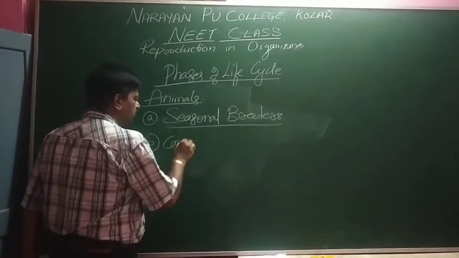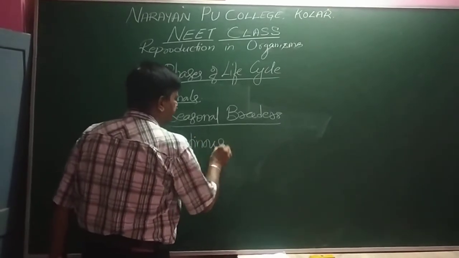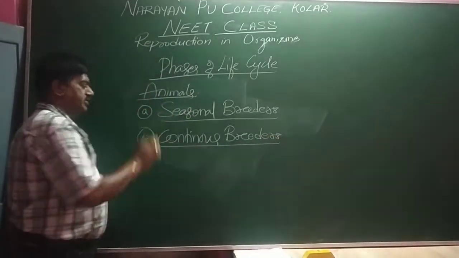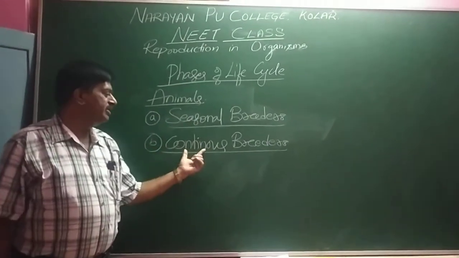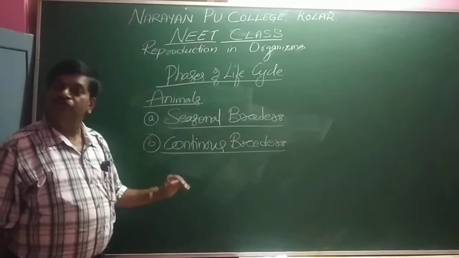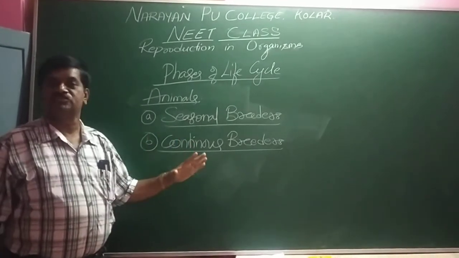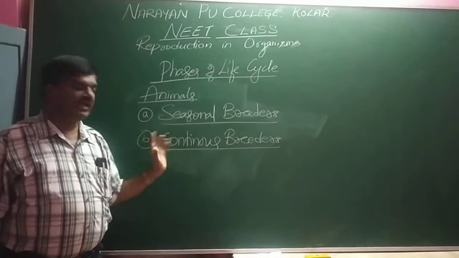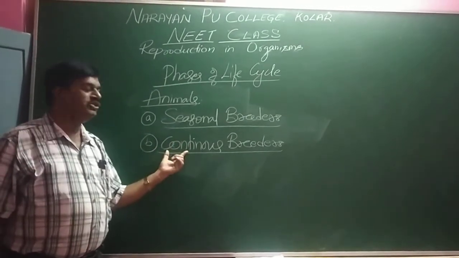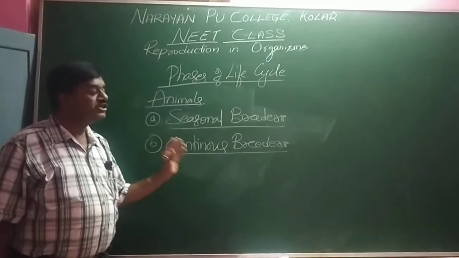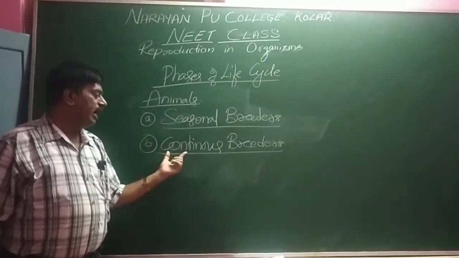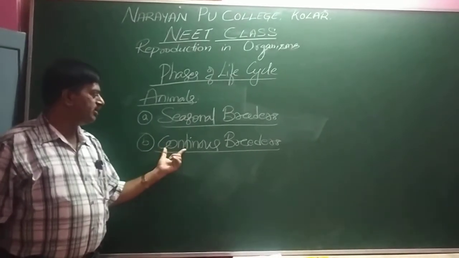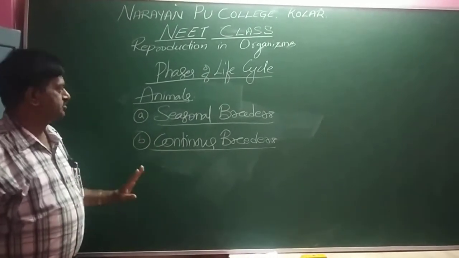Now we'll go for the other one called continuous breeders. The meaning of continuous breeders: they reproduce many times in a year, or based on their sexual activities they keep on producing young ones continuously. There is no restriction, so they are called continuous breeders. Monkeys, humans, all of these come under continuous breeders.